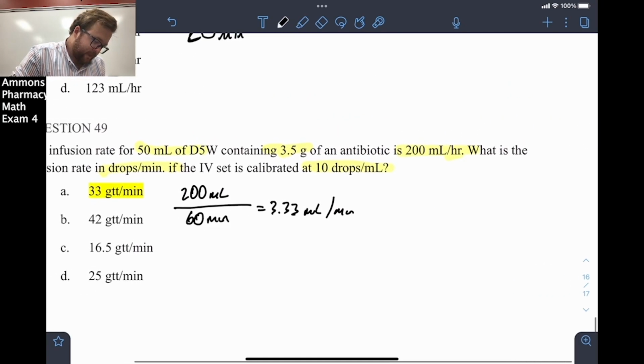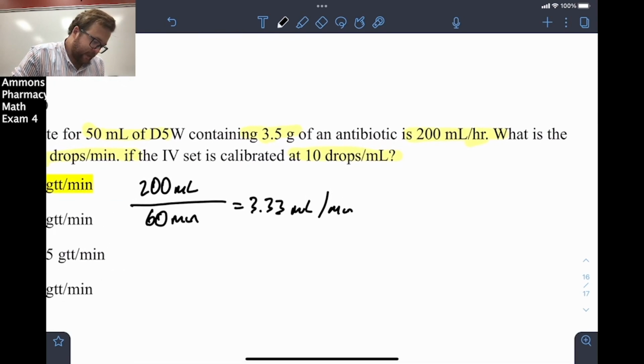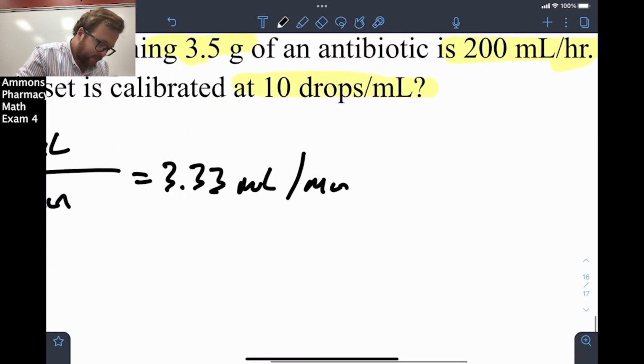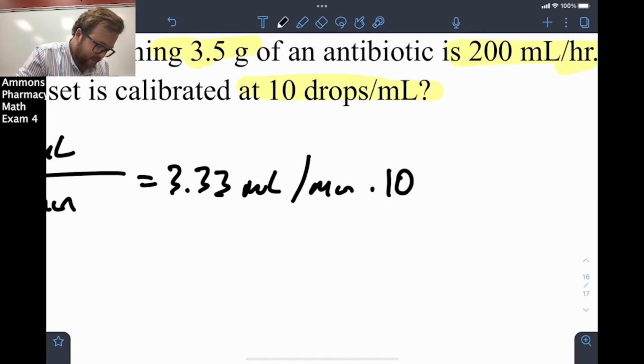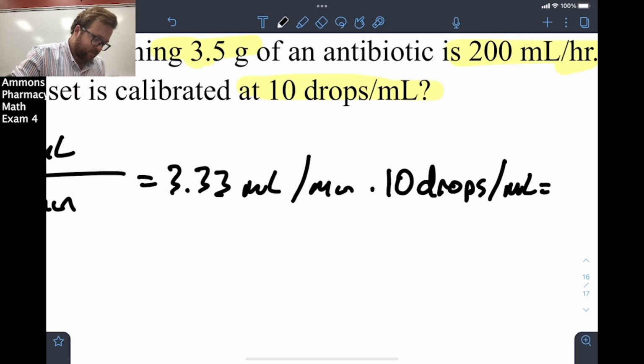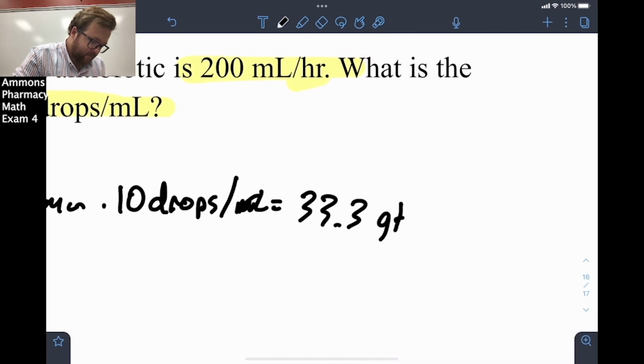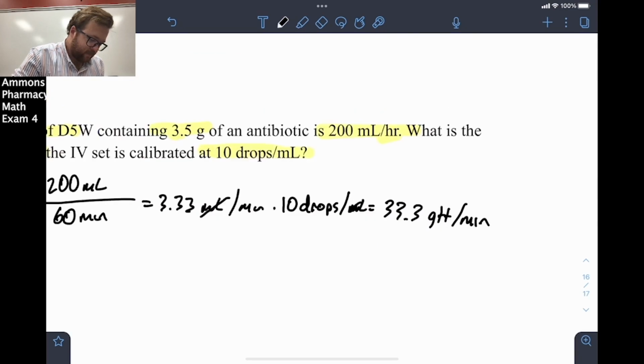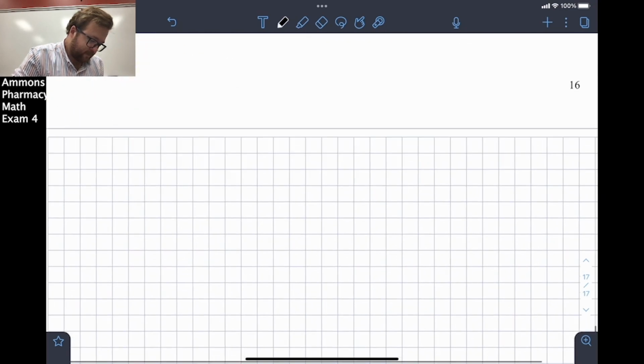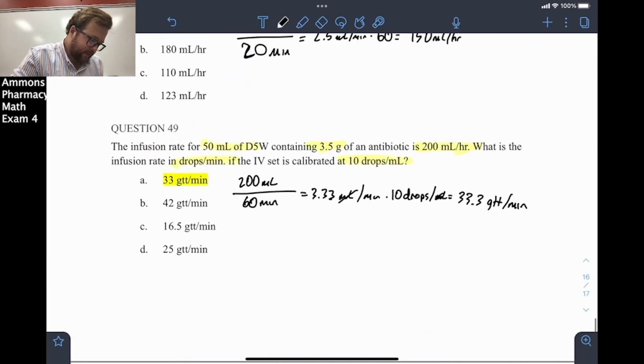So that's mils per minute, and we have a calibration at 10 drops per mil. So if we have mils, we just need to multiply it by 10 drops per mil. That cancels, so you'll get 33.3 drops per minute. And I think that's it.